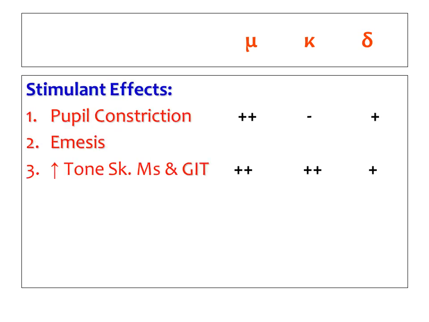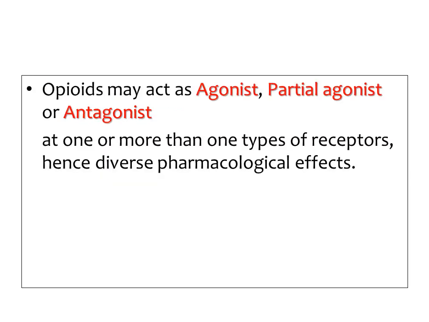Now if we move on to other effects, like stimulant effects. The previous effects were depressant effects, and the next ones are stimulant effects. They cause miosis, which is pupillary constriction, through mu receptors. And there are effects on increased tone of skeletal muscles and GIT. For skeletal muscles and GIT, mu, kappa and delta all affect the tone. And opioids may act as agonist, partial agonist, or antagonist. Any opioid may act on all the types of receptors or only on one type of receptor, and the action of that drug depends upon its affinity for the receptor as well.